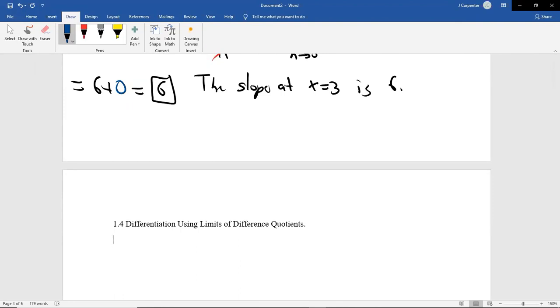Differentiation is exactly what we just did, arguably. Differentiation kind of sounds like difference quotient, differentiation, difference, they're similar. So differentiation relates to the difference quotient. So that's why we say doing differentiation using limits of difference quotients. There's another word for differentiation.